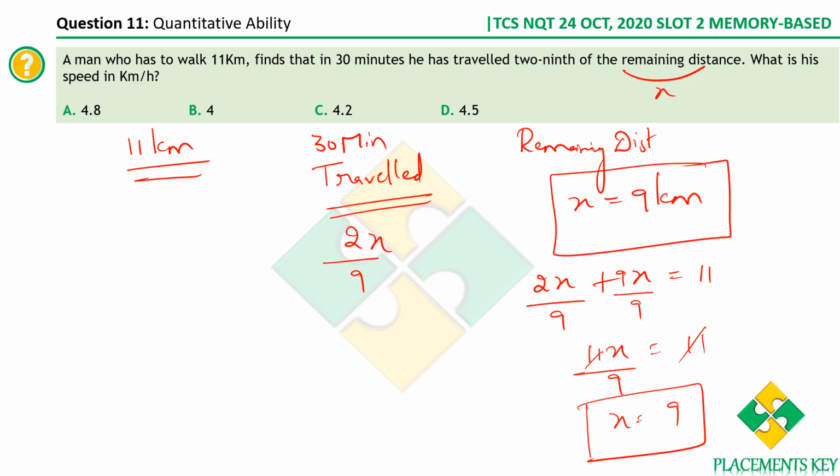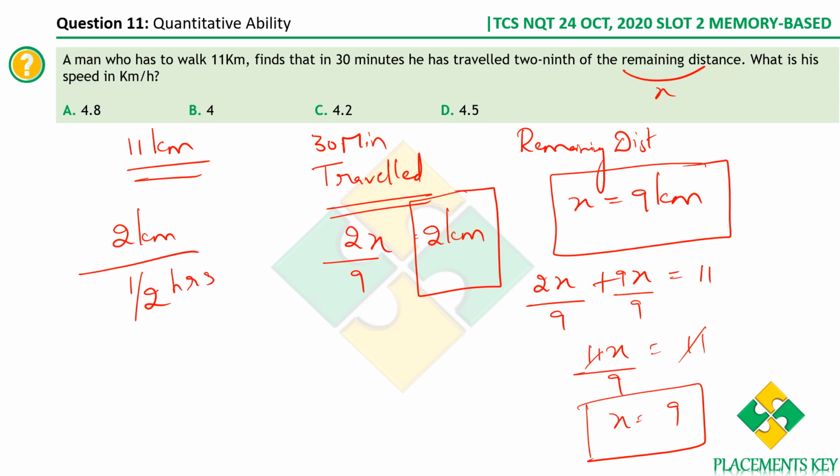In total 11 kilometers, if the remaining distance is 9, how much should he have traveled? He should have already traveled the remaining 2 kilometers. Therefore, he has traveled 2 kilometers in 30 minutes. What is his speed? Speed is distance by time. Distance is 2 kilometers, time is half an hour. I'm writing it in hours so that you get the speed in kilometers per hour. So 2 kilometers by 1 by 2, it is 4 kilometers per hour.